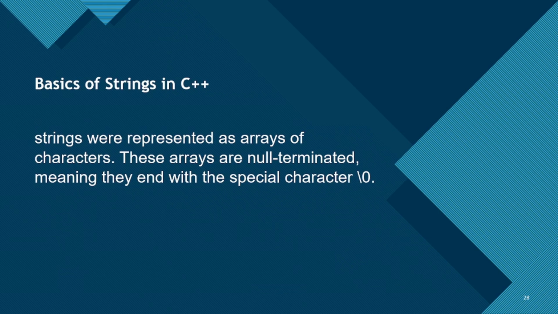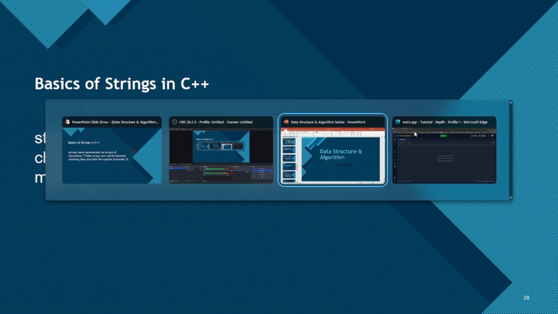A string represents an array of characters. These arrays are null terminated, meaning they end with the special character \0. I will write some basic code, then you will know what I am writing and what this means. So let's go to our editor.